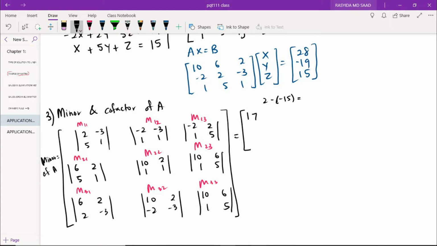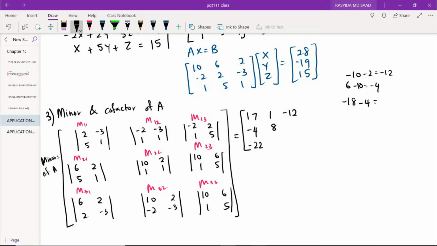And then negative 2 minus 3, so it will be 1. And then we have another minor. Negative 10 minus 2, you have negative 12. And then 6 minus 10 will be equal to negative 4. Negative 80 minus 4 will be equal to negative 22. 10 minus 2 will be equal to 8.